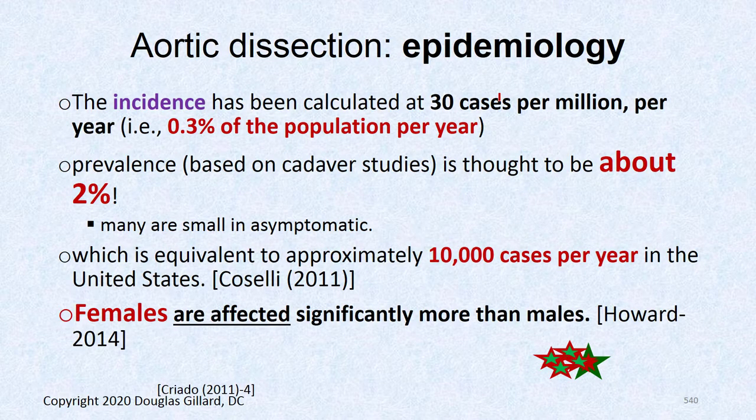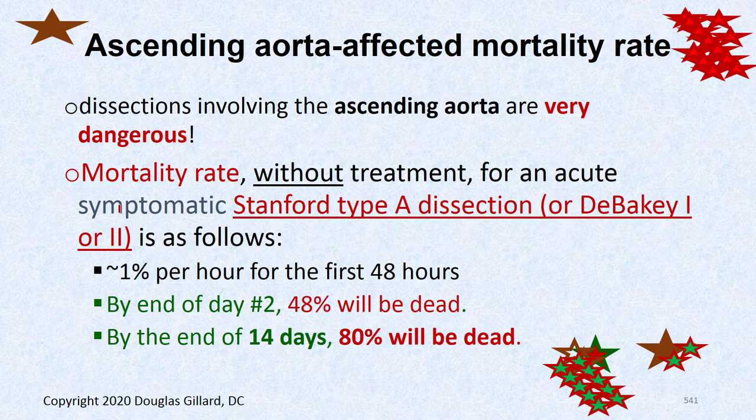What about the epidemiology? So the incidence has been calculated at about 0.3% of the population per year. So prevalence is definitely higher. Based on cadaver studies, we think it's about 2% of the population is walking around with these things. So that's about 10,000 cases per year back in 2011. Females are affected a little bit more than males. That's not like a huge problem, though.